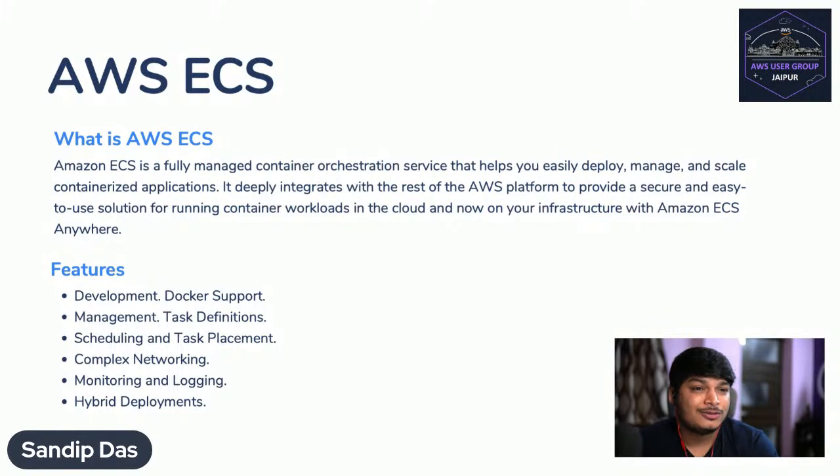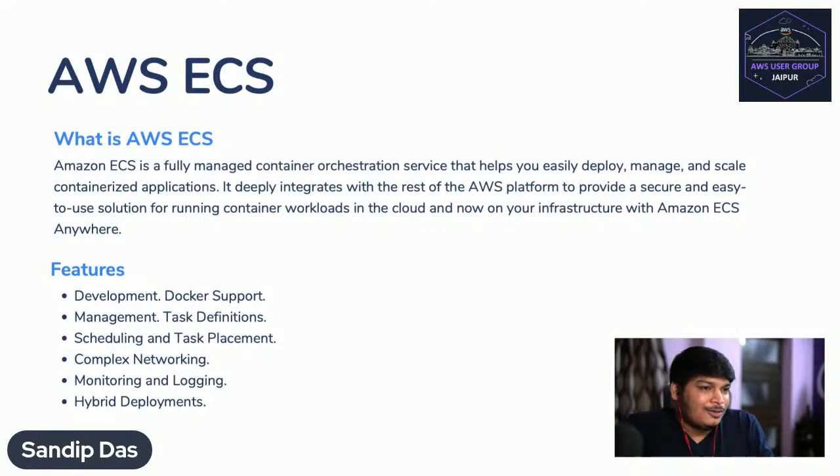We can avoid all that if we use ECS. It's a managed solution. Let's go to the definition first. AWS ECS is a fully managed container orchestration service. Point that part: it's container orchestration that helps you easily build, manage, and scale containerized applications, and it deeply integrates with the rest of the AWS platform to provide a secure and easy-to-use solution for running container workloads in the cloud, and now on your own infrastructure using ECS Anywhere.